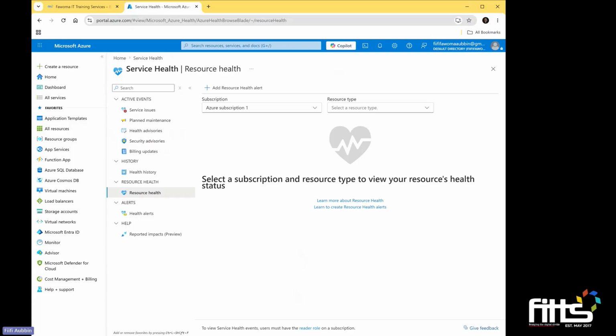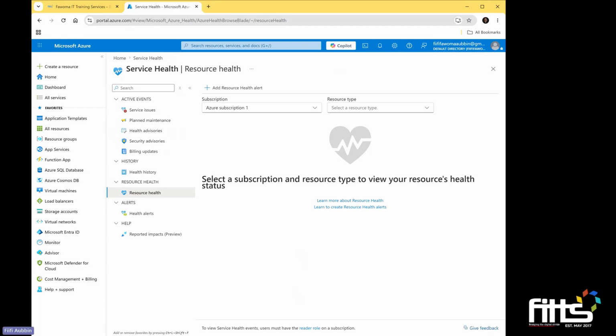of that particular resource. And think of it like taking your car to a mechanic. Sometimes the problem is the driver. Sometimes it's the manufacturer. Resource Health helps determine where the issue originates.